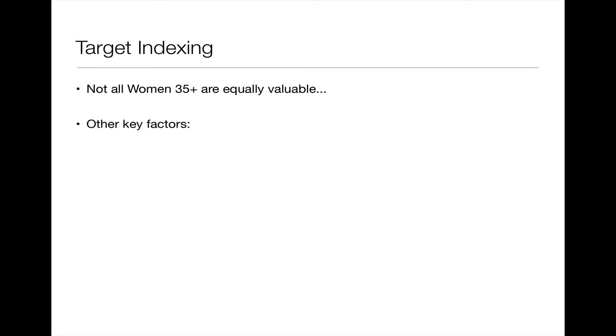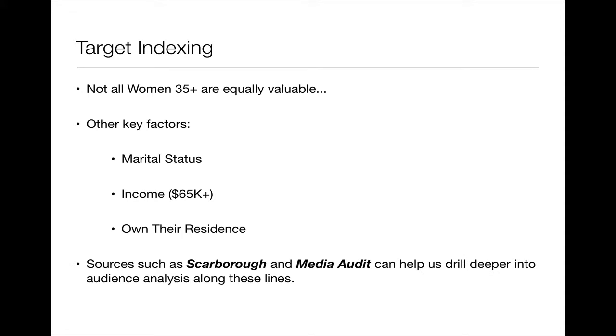This dealer knows his customer well, and he knows that his customer tends to be married. They typically have income of $65,000 or greater per year, and they are homeowners. They own their residence. So how do we find this? We use resources like Scarborough or Media Audit to calculate these index scores based on these types of factors.